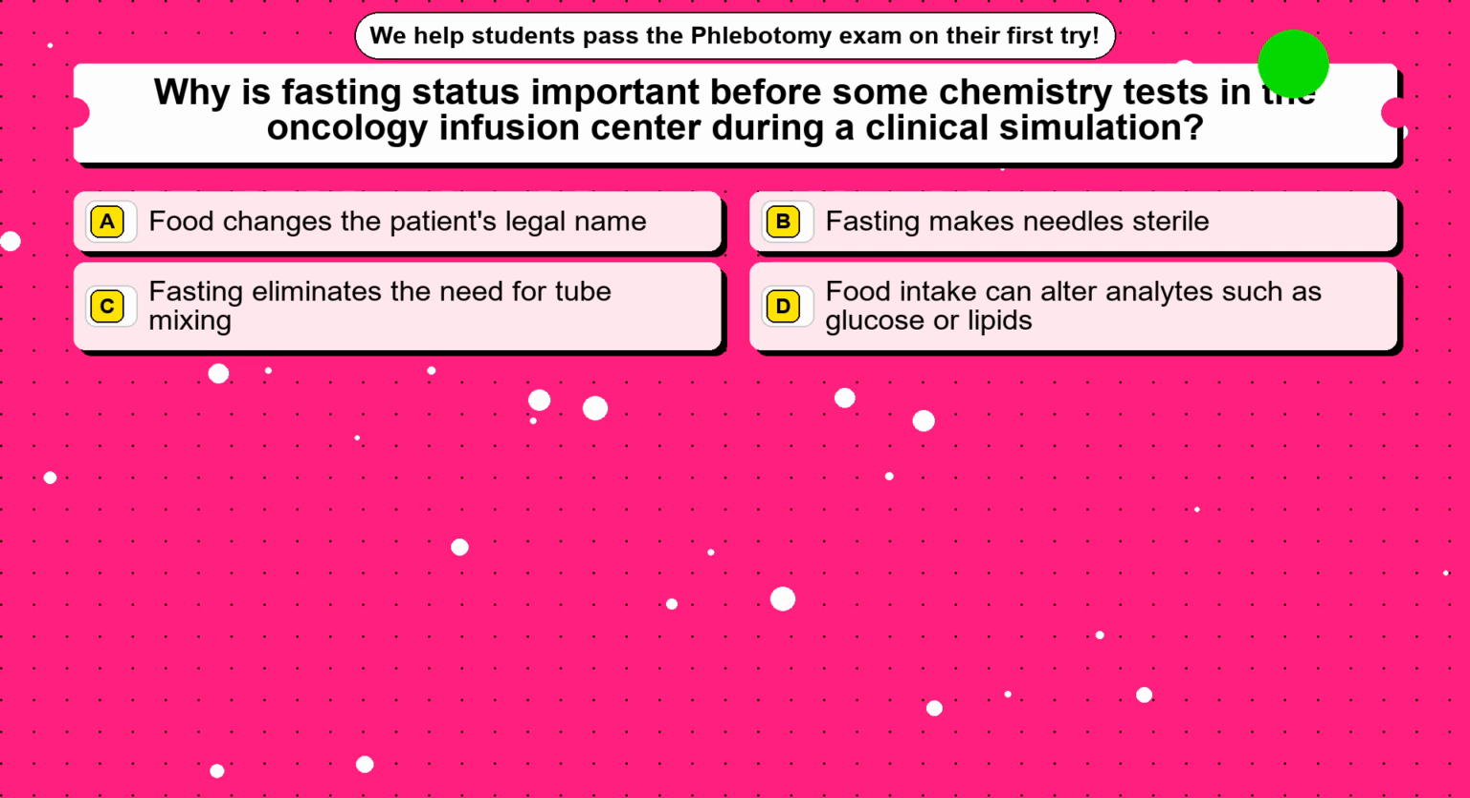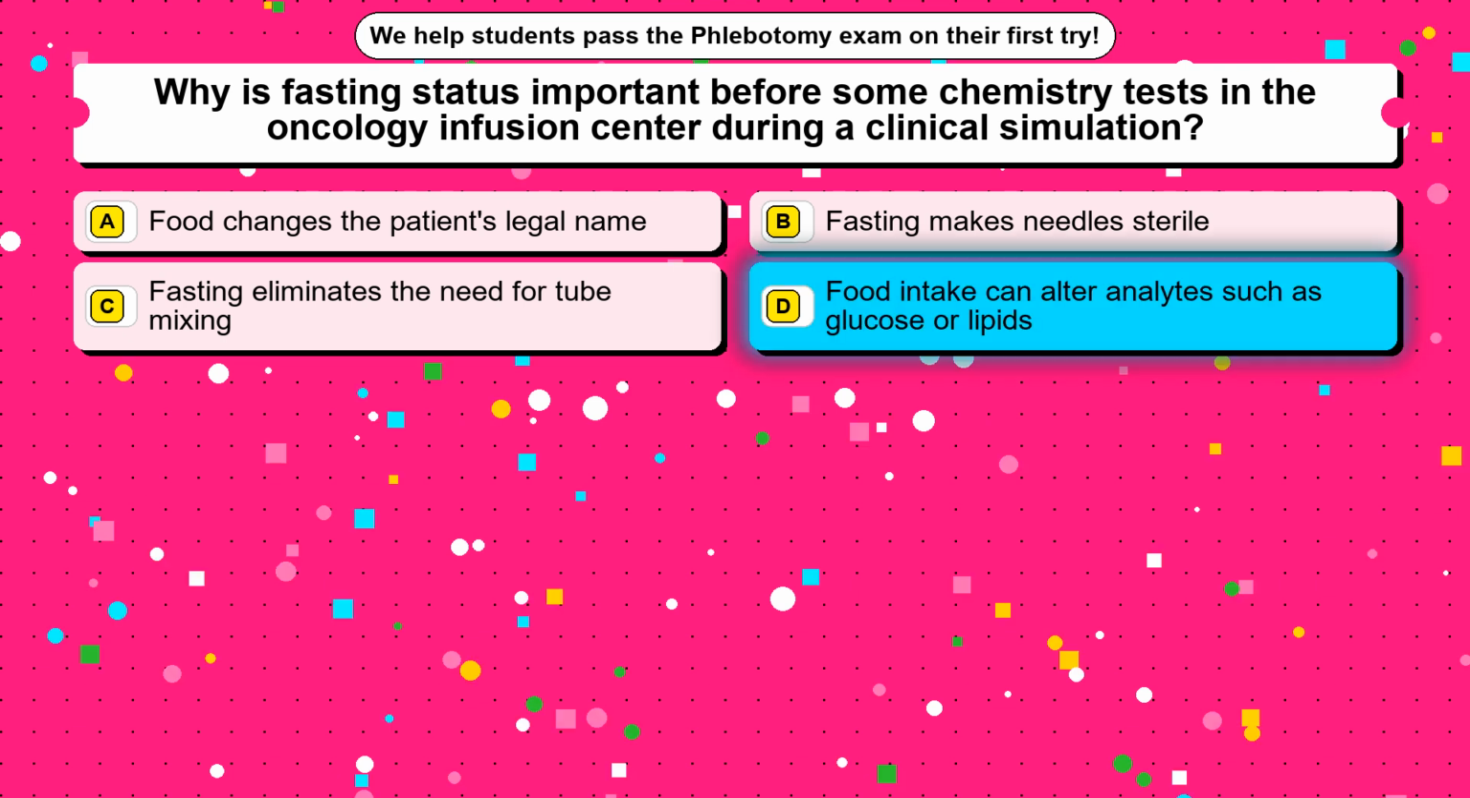Question 47. Why is fasting status important before some chemistry tests in the Oncology Infusion Center during a clinical simulation? Option A, food changes the patient's legal name. Option B, fasting makes needles sterile. Option C, fasting eliminates the need for tube mixing. Option D, food intake can alter analytes such as glucose or lipids.